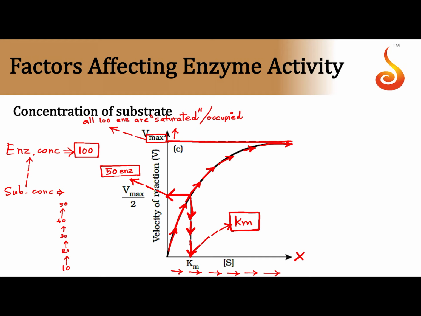So think of it like this: you are keeping the substrate concentration, you are slowly increasing it, but you are keeping the enzyme concentration constant. Vmax represents that point in the reaction where all the enzymes are occupied. Maximal, you cannot have 101 enzymes being occupied because you only have 100 enzymes, and half of them, 50 enzymes, are occupied at Vmax by 2, and the concentration of substrate at that point of time is Km, or Km is actually also called the Michaelis-Menten constant, after those who worked out the dynamics involved in the effect of substrate concentration on enzyme activity.